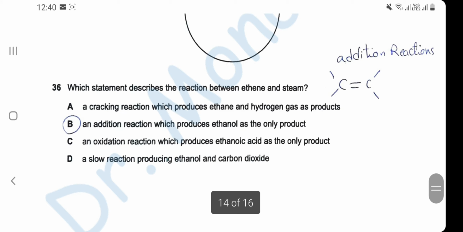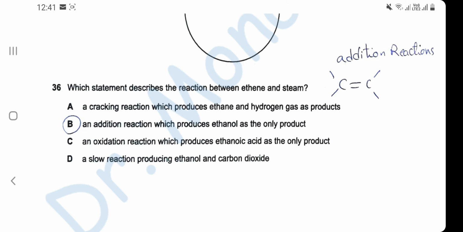Question 36. Which statement describes the reaction between ethene and steam? Ethene is an alkene. An alkene has double bonds, and these double bonds allow an alkene to make addition reactions by breaking the double bonds and adding. Here, like in the question, we are adding steam, so we will add water on the double bond.